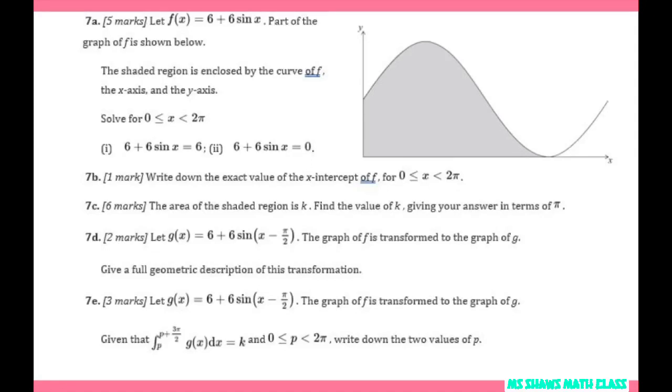Hi everyone, we're going to let f of x equal 6 plus 6 sine of x, and part of the graph is shown to the side here. The shaded region is enclosed by the curve of f, the x-axis, and the y-axis. We're going to solve for x between 0 and 2 pi, and we want to solve both of these right here. So let's start with that.